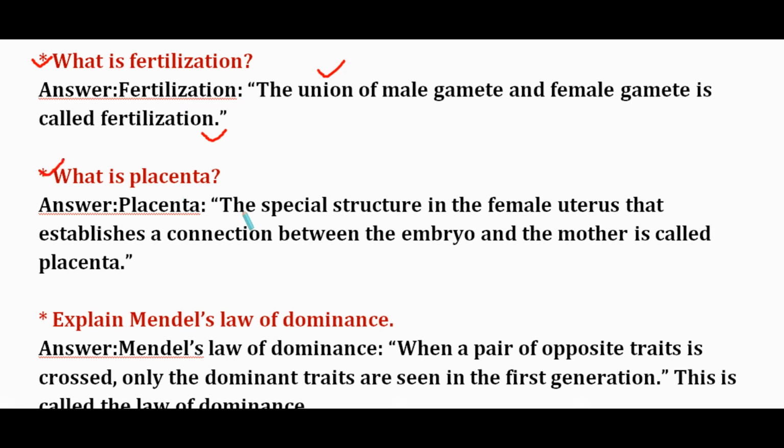What is placenta? Placenta, the special structure in the female uterus that establishes a connection between the embryo and the mother, is called placenta.